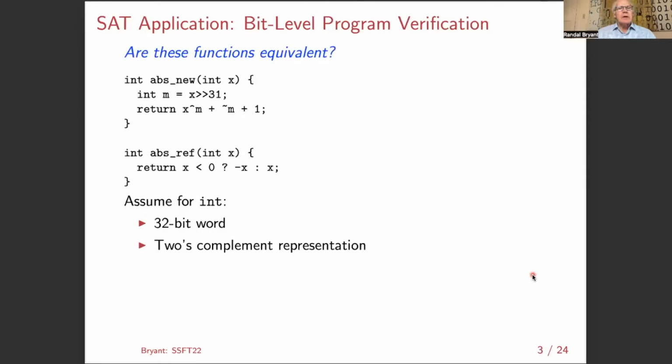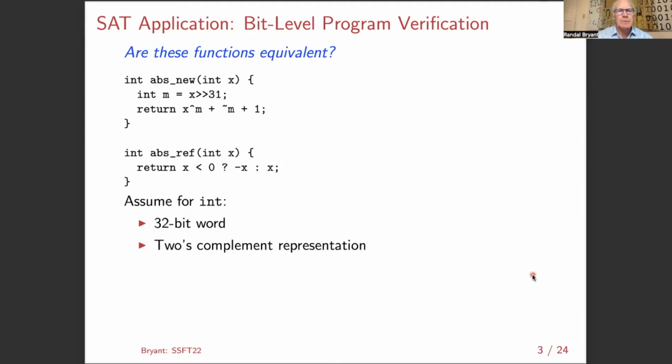So imagine you're a manager at a startup company, a software company, and one of your new employees comes to you and says, I have this great new way of computing absolute value of an arbitrary int x, and it doesn't involve any conditionals. It just involves bit operations, and so it's going to be really efficient. And you say, well, I don't know.